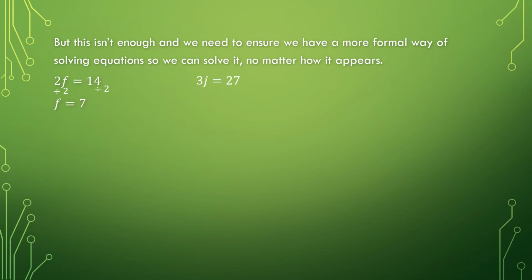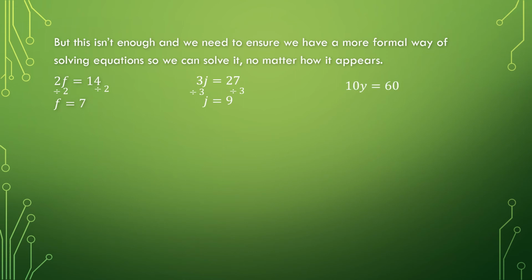Next one, I've got 3j equals 27, so 3 lots of j is equal to 27. So again, we need to think about what the inverse is. The inverse of multiplying by 3 is the opposite of multiplying by 3, dividing by 3. So if I divide that side by 3, I'm going to be left just with the j that I want. And if I divide the other side by 3, I've balanced my equation again. Remember we need to do the same thing to both sides. And so that's going to leave me with j is equal to 27 divided by 3, which is 9.